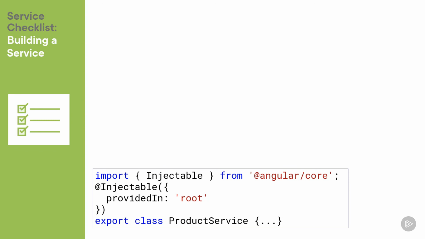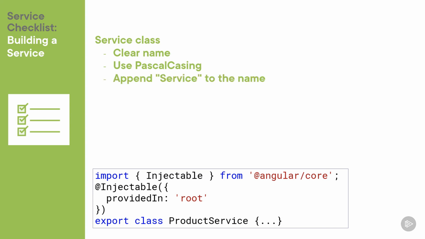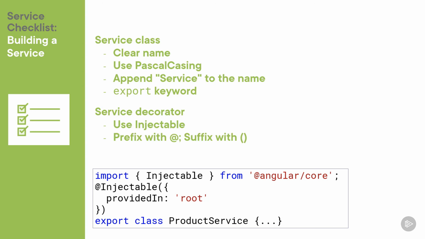We build a service using the same techniques as when we build components and custom pipes. We start by creating the service class. We specify a clear class name appropriate for the services it provides. Use Pascal casing where each word of the name is capitalized. Append Service to the name, and don't forget the export keyword. We then decorate the service class with the Injectable decorator. Don't forget the @ prefix, and since the decorator is a function, follow it with open and closing parentheses. And be sure to define the appropriate imports.